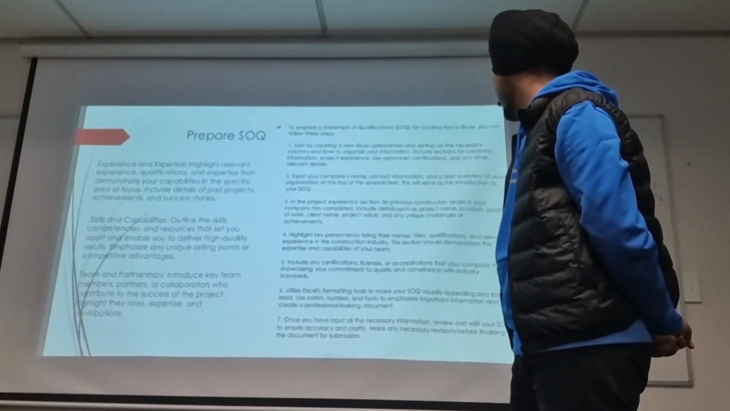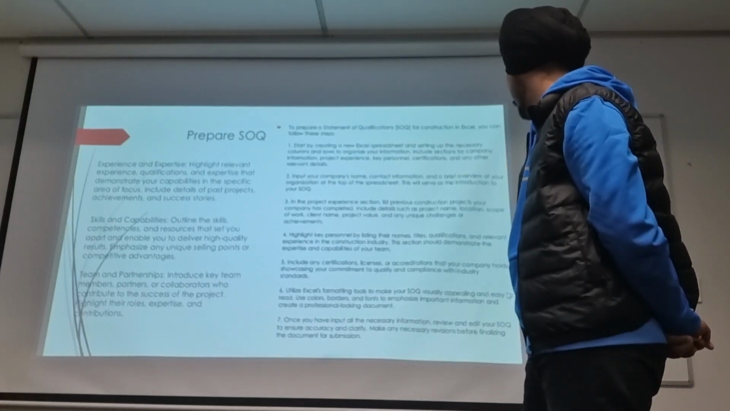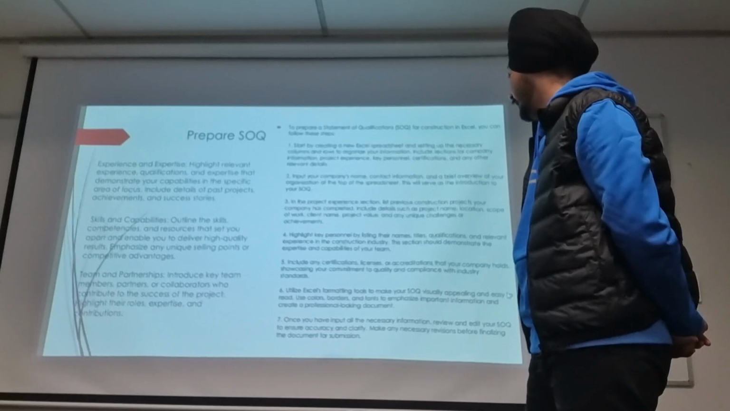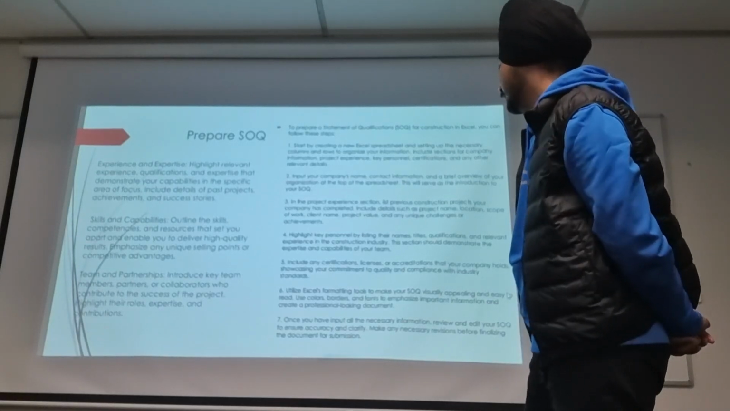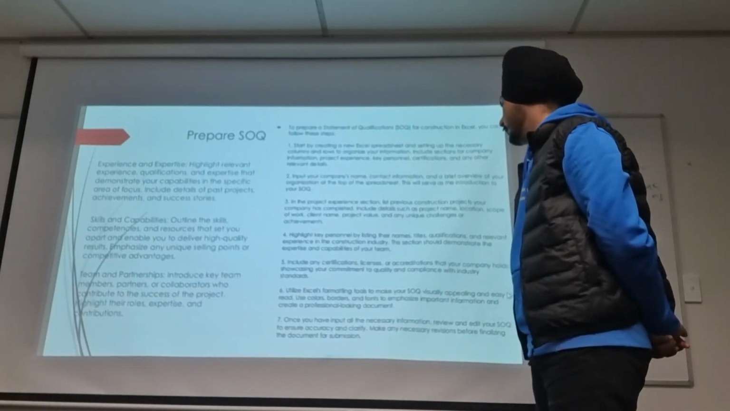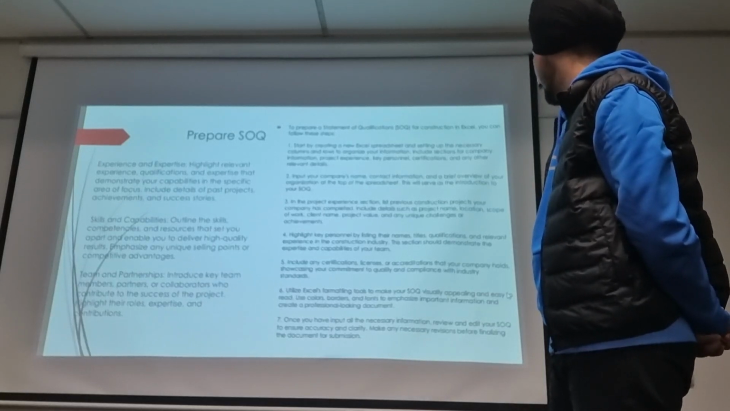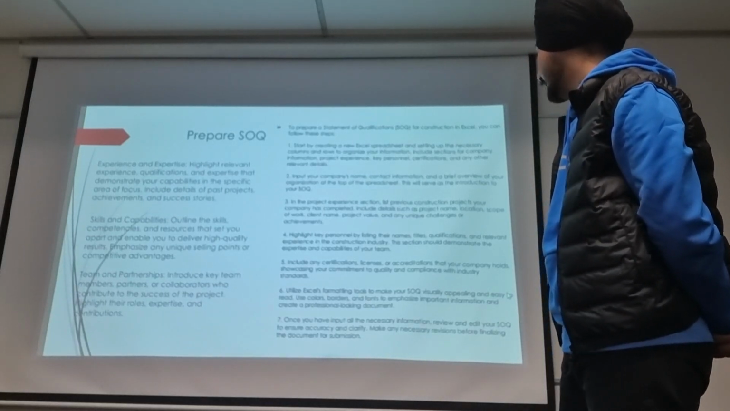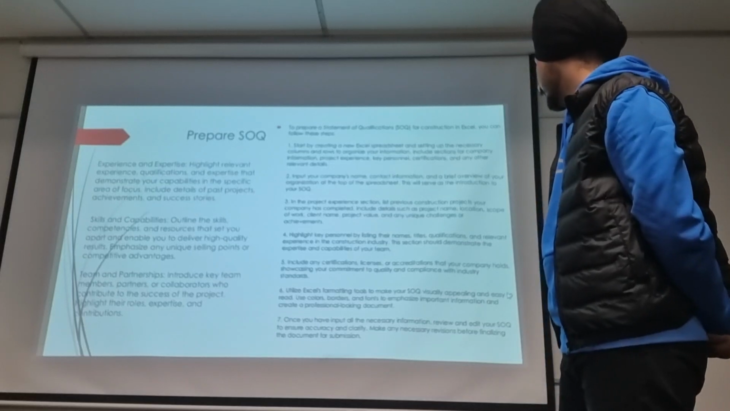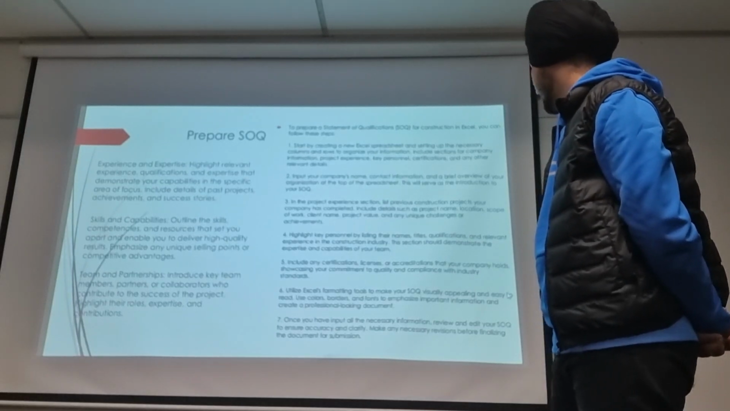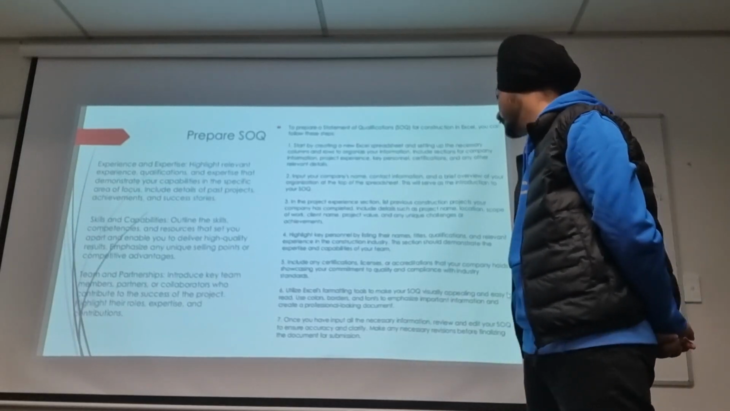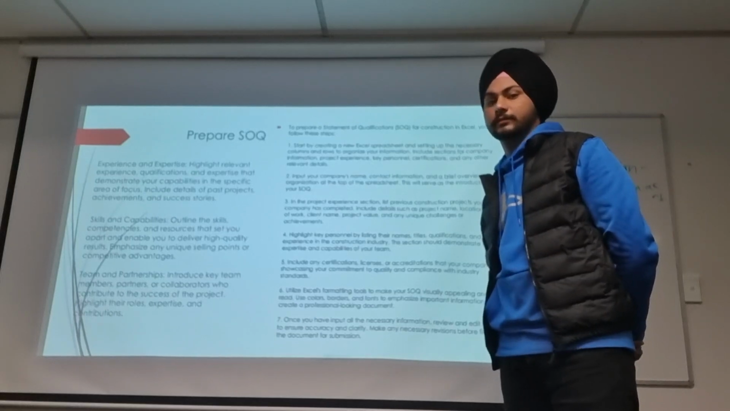Sixth step, utilize Excel formatting tools to make your SOQ visually appealing and easy to read. Use colors, borders, and fonts to emphasize important information and create a professional looking document. The last step is, once you have input all the necessary information, review and edit your SOQ to ensure accuracy and clarity. Make any necessary revisions before finalizing the document for submission.